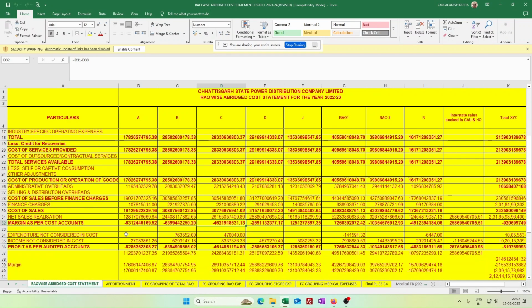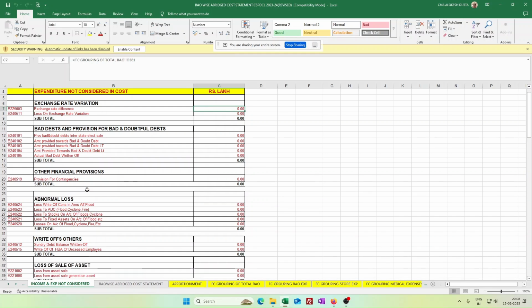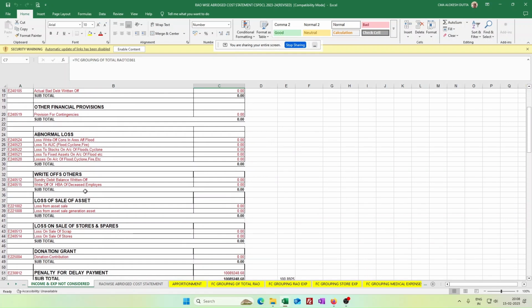Here, for reconciliation purpose, for correctness, for inbuilt checking purpose, indirect cost, expenditure not considered in cost and income not considered in cost are shown, so that the trial total can be checked. This is the checking. This is the total margin and this is the trial total. This has to be reconciled. Now the next step is to prepare this statement, again mapping from FC grouping, and this income not considered and expenditure not considered as per cost accounting standard 24 has been prepared.